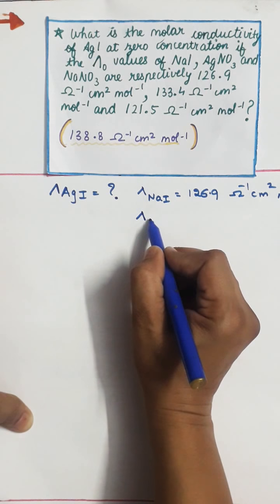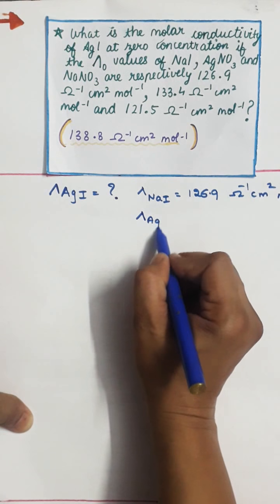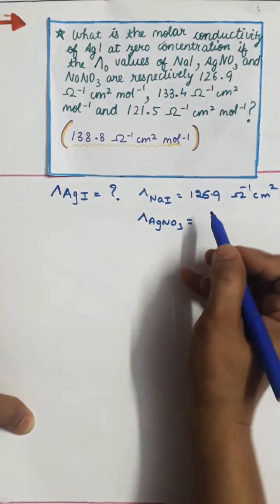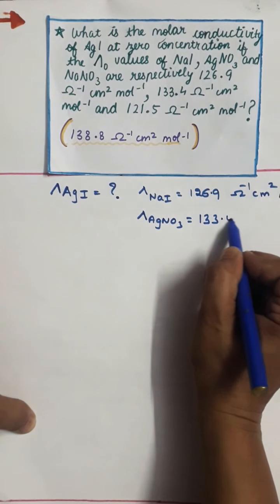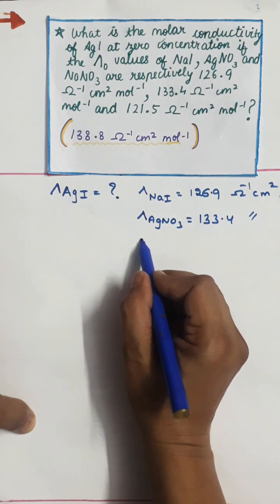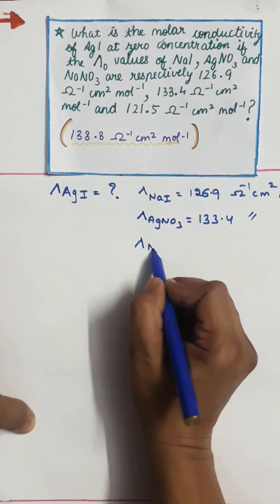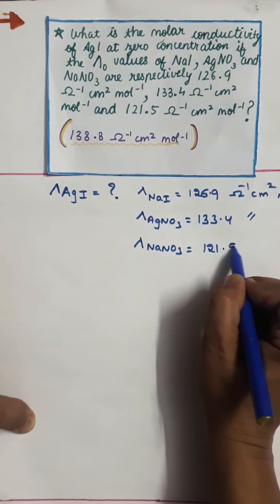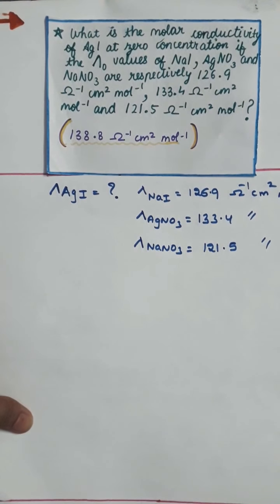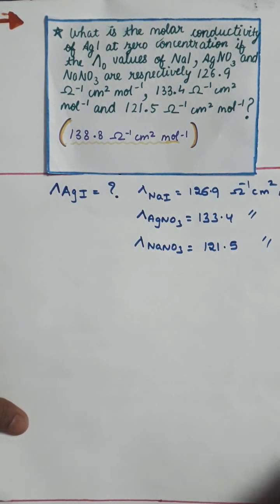Lambda naught value of AgNO3, they have also given, which is 133.4 with the same unit. Lambda naught value for NaNO3 also they have given, 121.5 in the same unit. Now the question arises how to solve this.